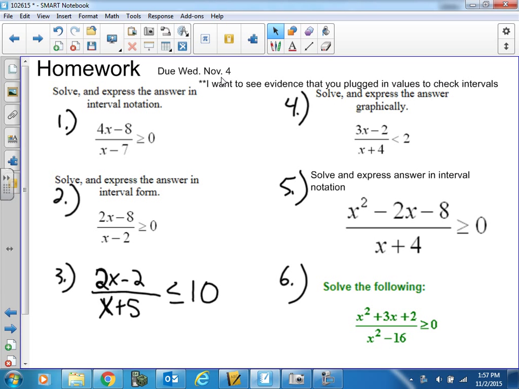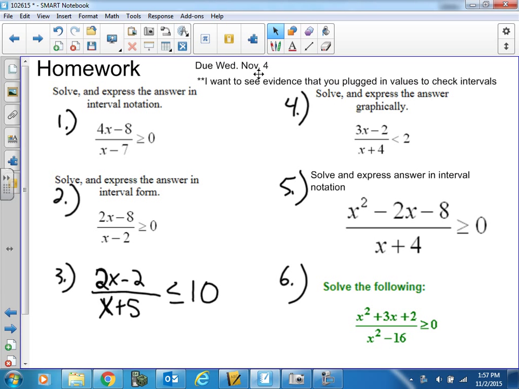So if you were in class, I did say it was due on Tuesday, but it's going to be due on Wednesday. These are the 6 problems. I want you to be able to put each one of them in interval notation, and I want to see evidence that you plugged in values to check your intervals. There's either going to be 3, sometimes 4, even 5 intervals you're going to have to check.